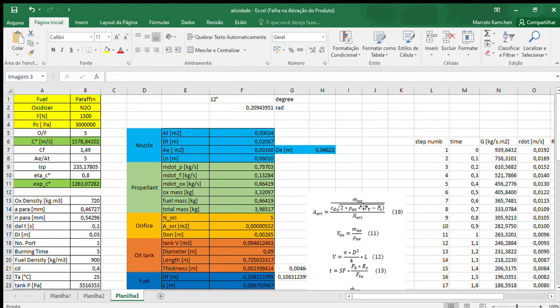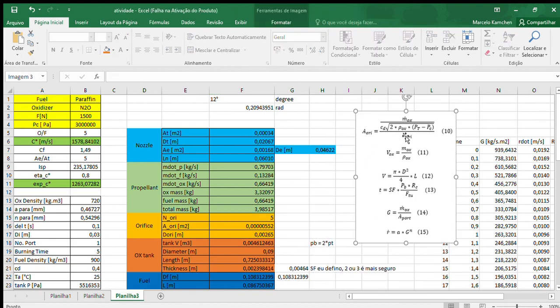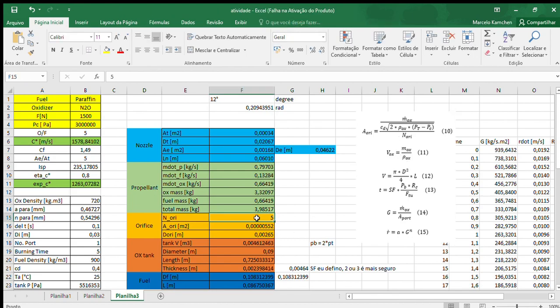Now we can define the number of the injector orifices. I define it as 5. And to find the area of each orifice, we use the Bernoulli equation divided by 5, as in equation 10. And for the orifice diameter, we use again equation 3, the same as for the throat and the exit diameter.